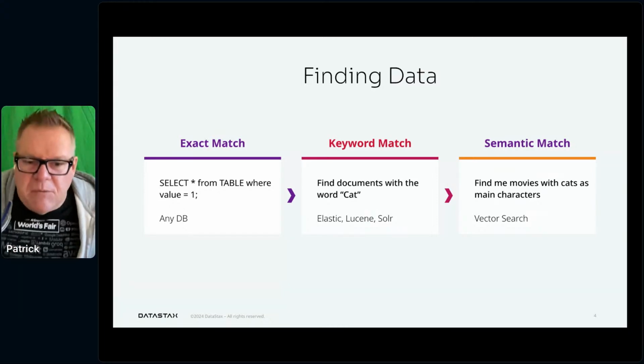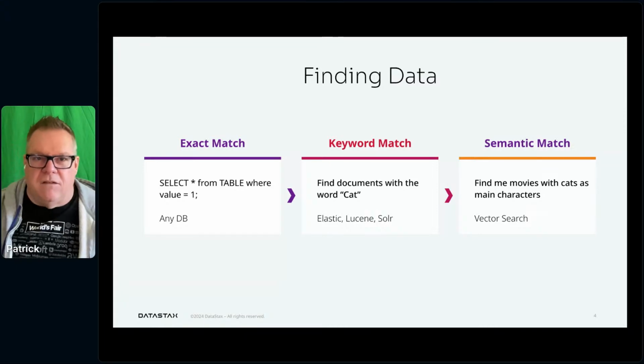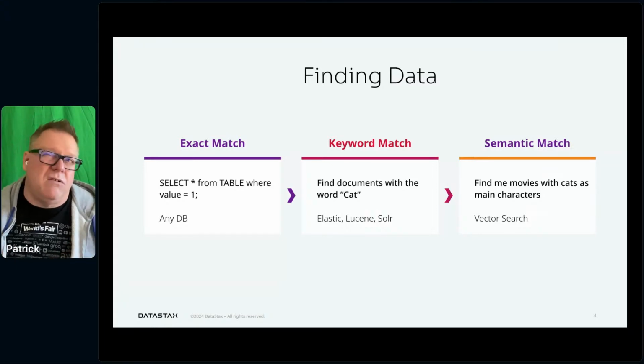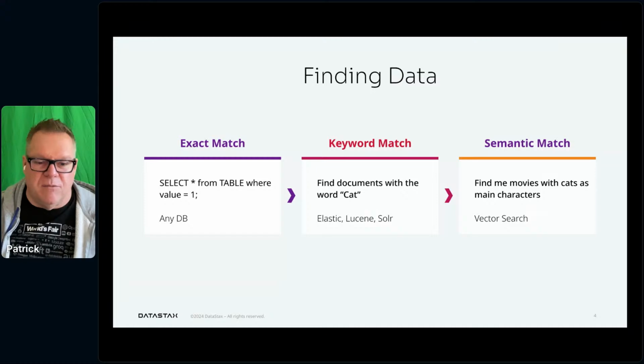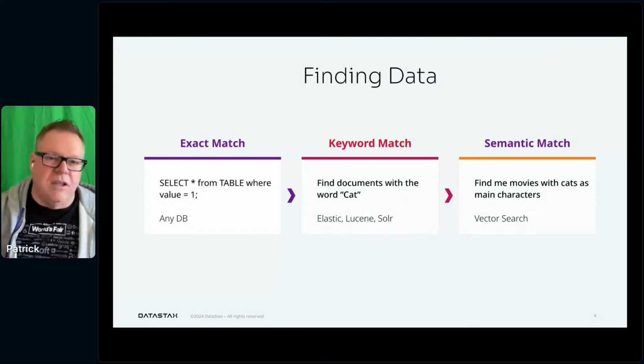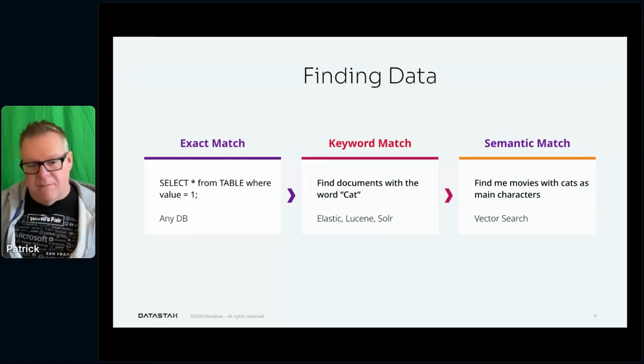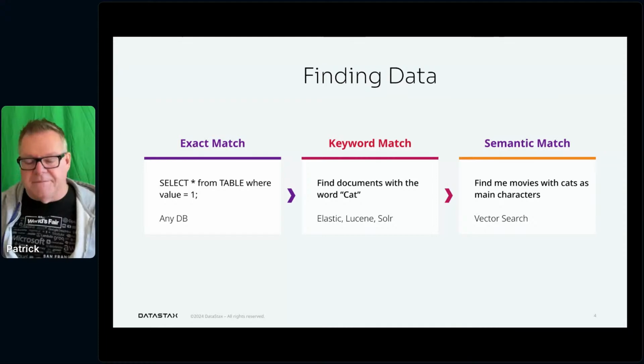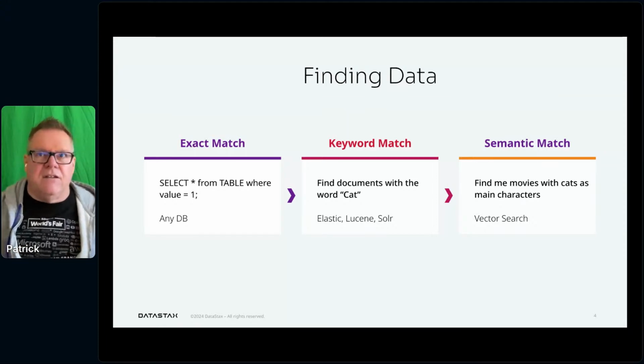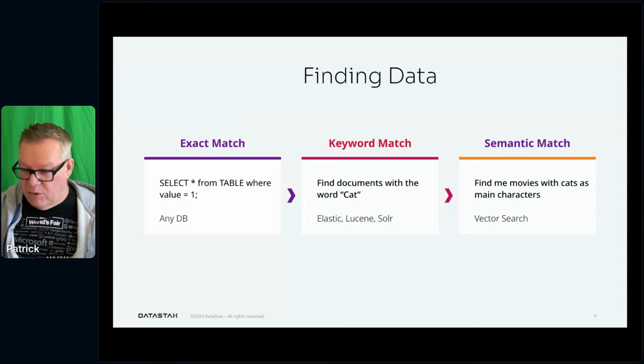Keyword matching is what has evolved over the past 20 or so years. We get into things like Elasticsearch, Lucene, and Solr, where you can do fuzzy matches and look for words inside of documents. And that's gotten us pretty far. BM25, which stands for Best Match 25, is really cool, and it has done a really good job of getting us to where we are today.